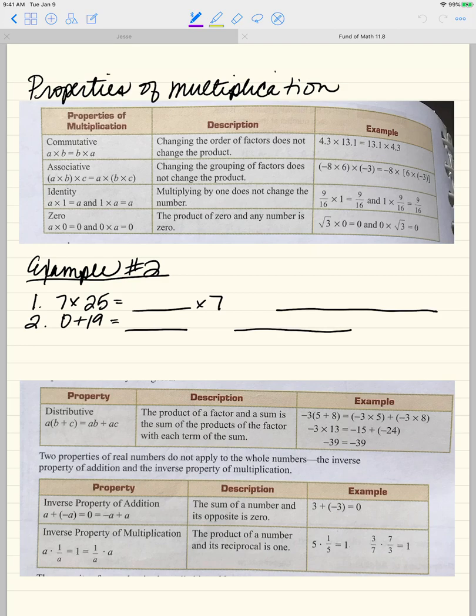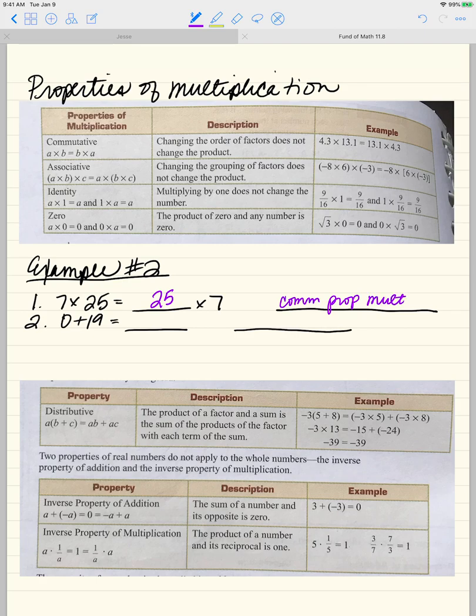Example number 2. Sorry, I need to turn my page in my textbook. Example number 2 says fill in the blanks and name the property. So 7 times 25 is equal to what times 7? Well, that's equal to 25 times 7. And what property does that illustrate? Well, we changed the order of the factors. So that would be the commutative property of multiplication.